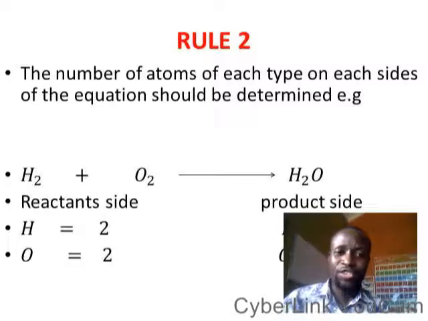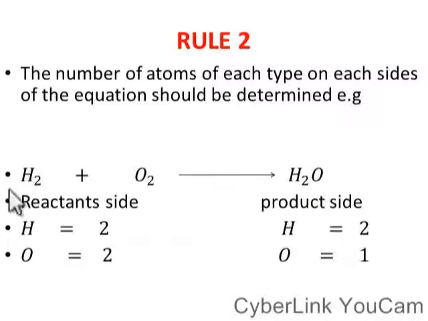Take for instance, look at this. You have H2 plus O2 go to H2O. Now this side is the reactant side. You can see my arrow pointing at it. And the other side is the product side.